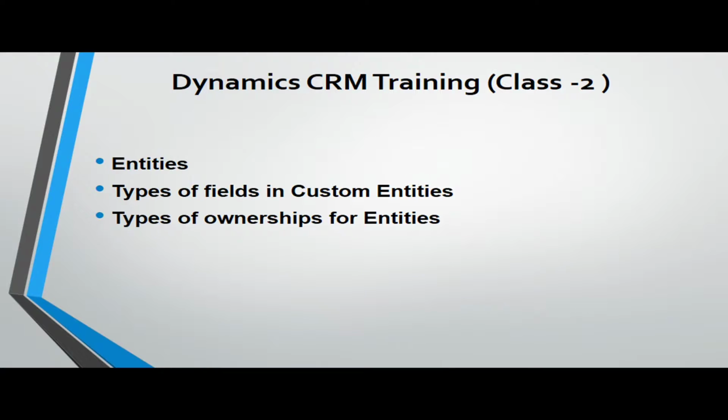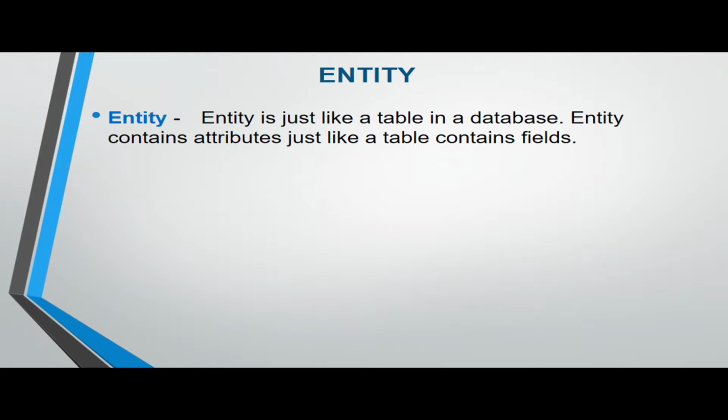An entity is nothing but a table which has several columns, and these columns are known as fields, and these fields are of different types. For example, all of you have worked on Microsoft Excel, in which you create tables. So the table is actually an entity, and in that entity there are various columns that you create, and you give them specific names, and there are data types for those particular columns or fields. So an entity is just like a table in a database, and it contains attributes just like a table contains fields.